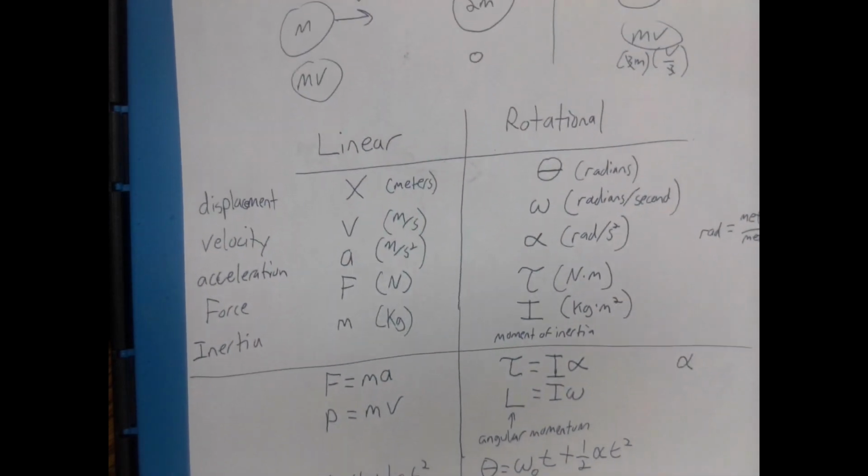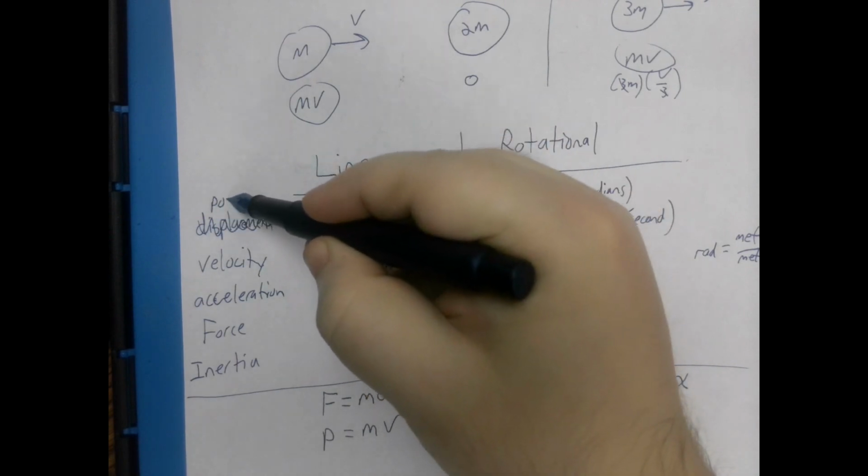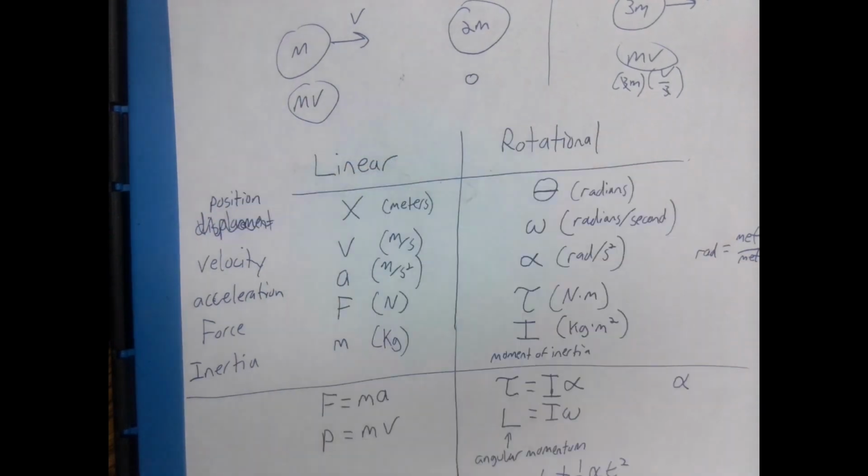Oh, and technically I'm wrong. It shouldn't be displacement, it should be position. The current position you're at. Displacement is delta x, change in position.